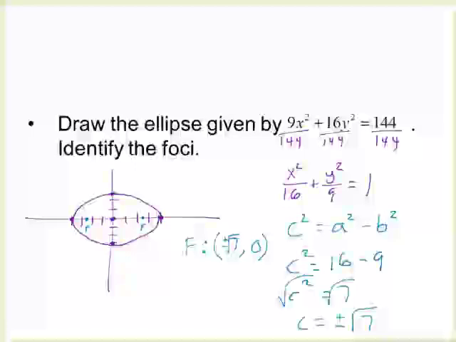This problem didn't ask for them, but some of your problems will. So if we needed to locate our vertices, the vertices are the ones that are further out. And so those would be the ones that are on the x-axis, and they are out 4, up 0. And our co-vertices are the ones that are closer in. They are over nothing, up and down 3, since they're on the y-axis.